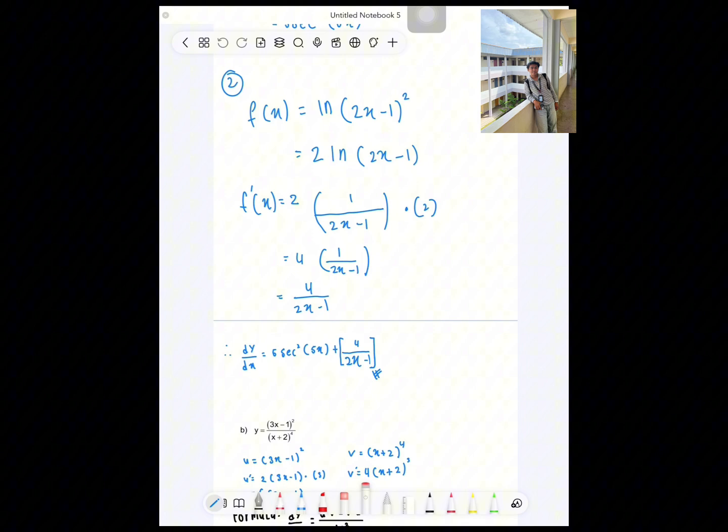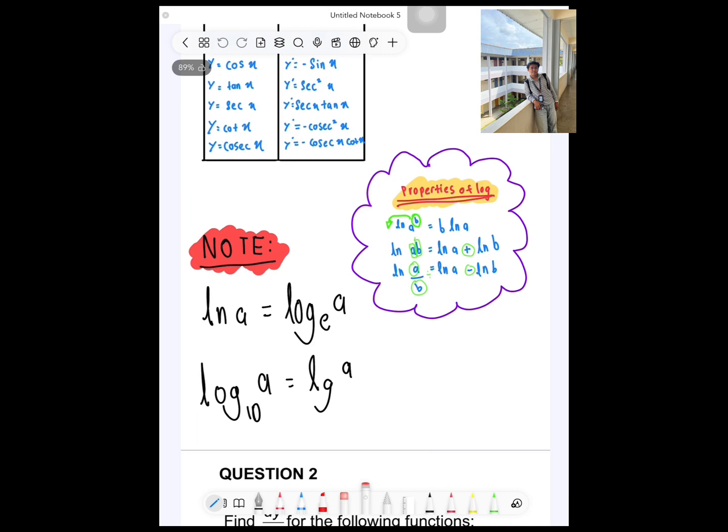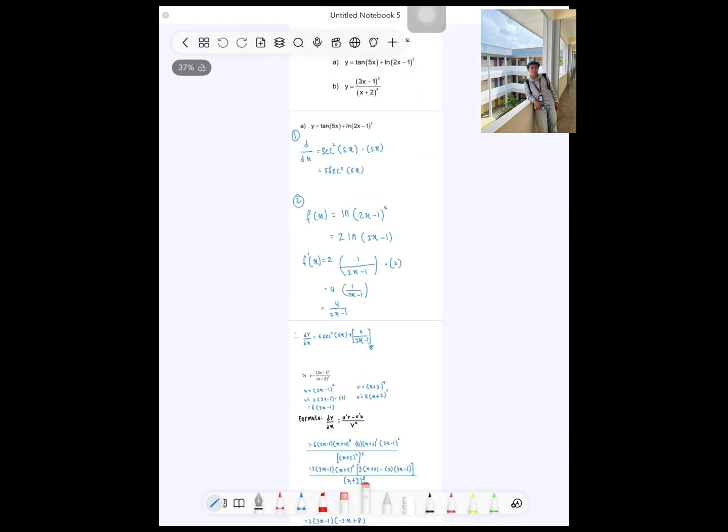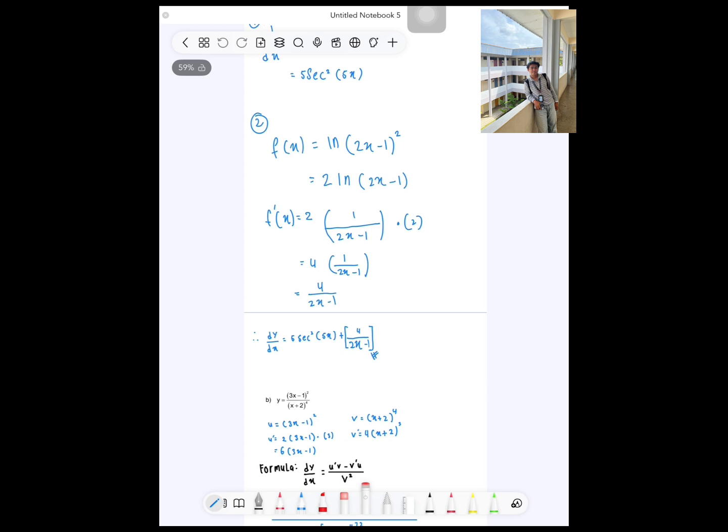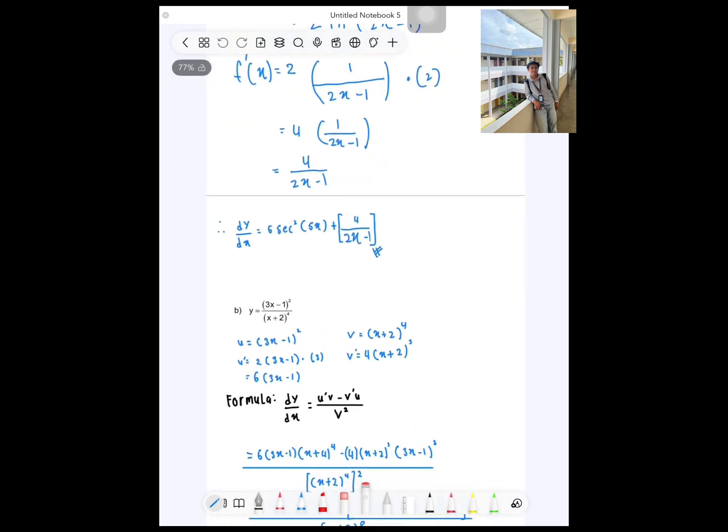After that, we use the property of log. We use this. So we get 2 times 1 over 2x minus 1 times 2. So we get 4 times 1 over 2x minus 1. For the final, we have 4 over 2x minus 1. So for the final answer, we have dy over dx equal 5z square 5x plus 4 over 2x minus 1.